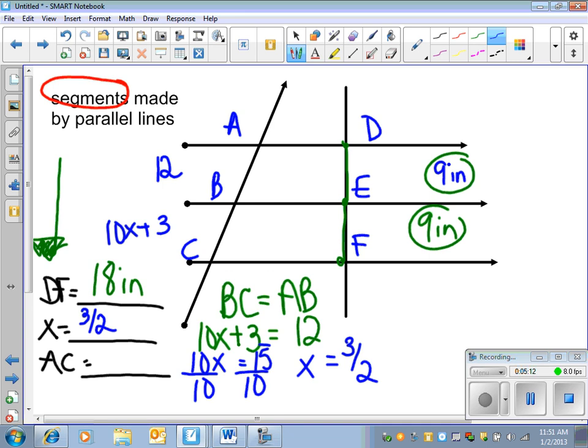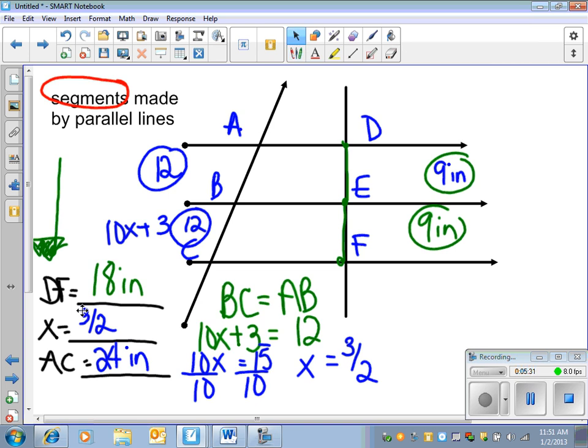Now I need to find out what AC is. Well, some people may say substitute, but I'm not. If A to B is 12, then guess what? B to C is also 12. So A to C is 12 plus 12, which is 24 inches. This is what we do when parallel lines are crossed by transversals and they make even sections.